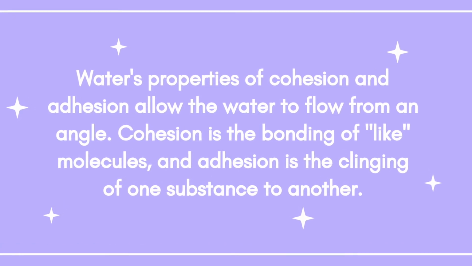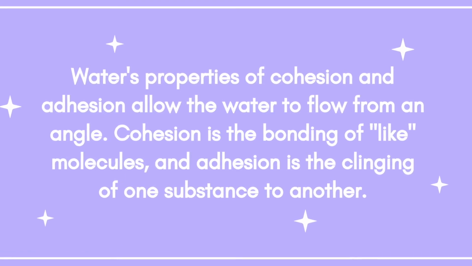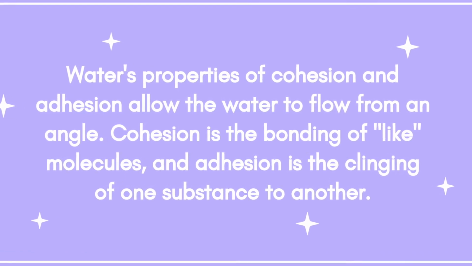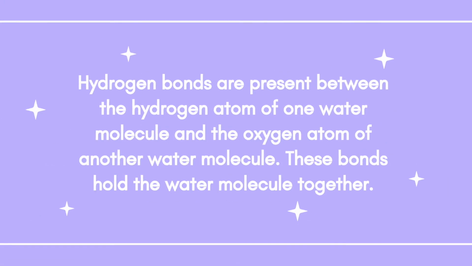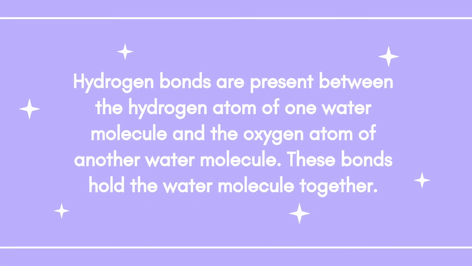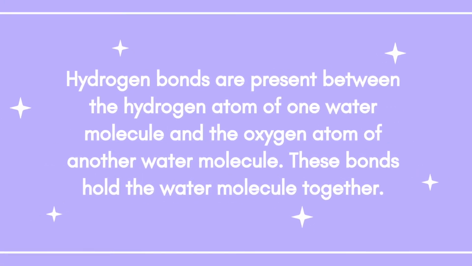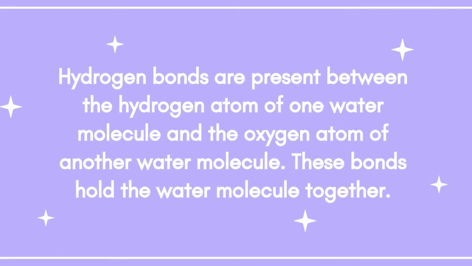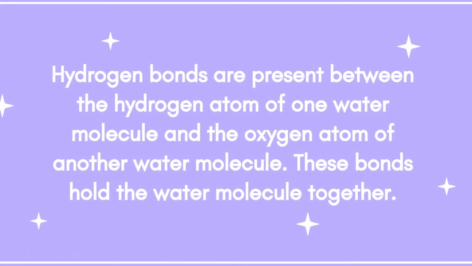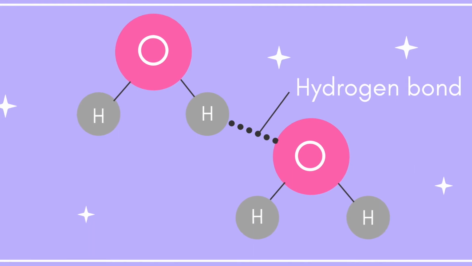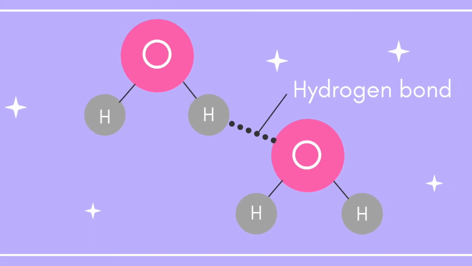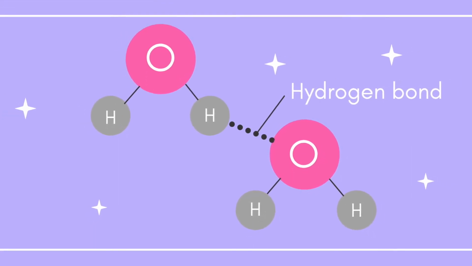Water molecules are cohesive, which means they form hydrogen bonds with one another. These hydrogen bonds are intermolecular bonds. The hydrogen atom of one water molecule forms a hydrogen bond with the oxygen atom of another water molecule. The hydrogen bonds hold the water molecules together, allowing the water to travel together like a column down the string.